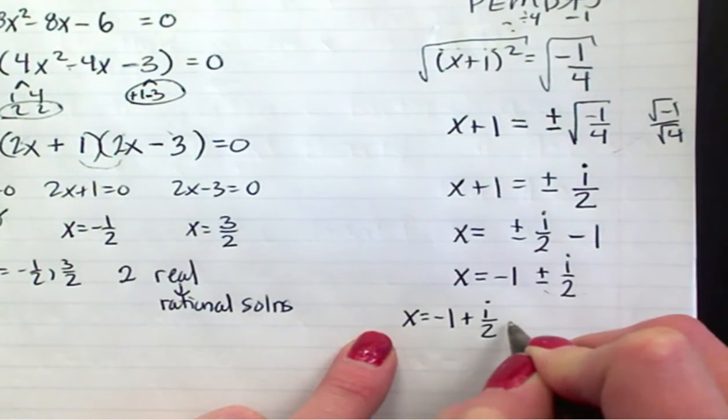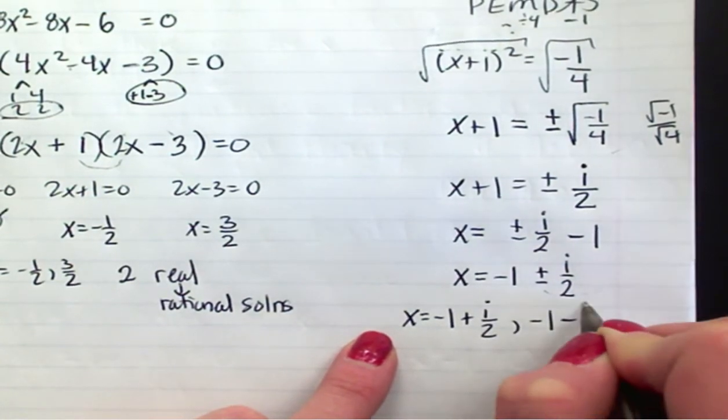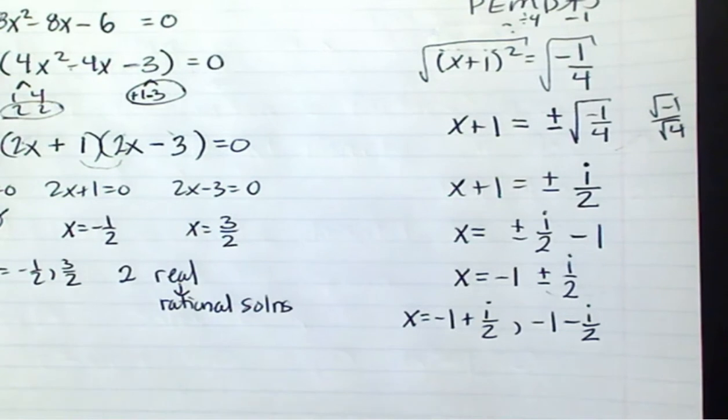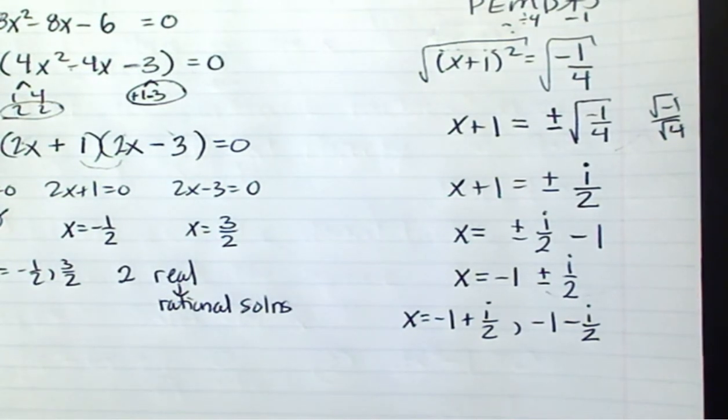I am going to do this just so that you can see it. There are two answers here. One is for the plus i over 2. One of them is for the minus i over 2.